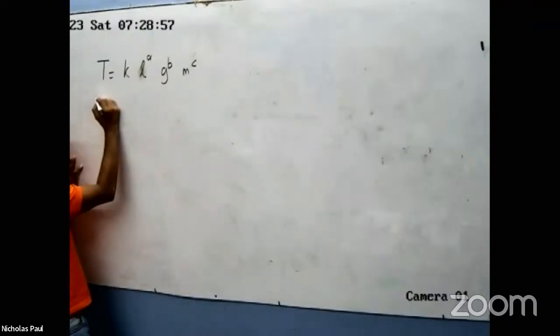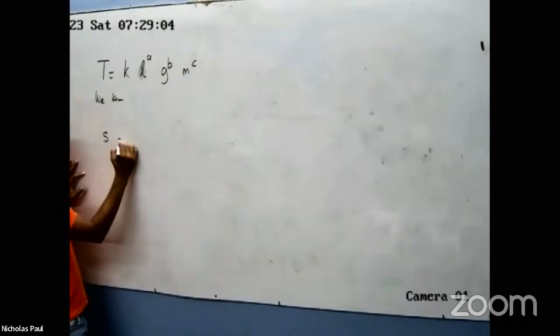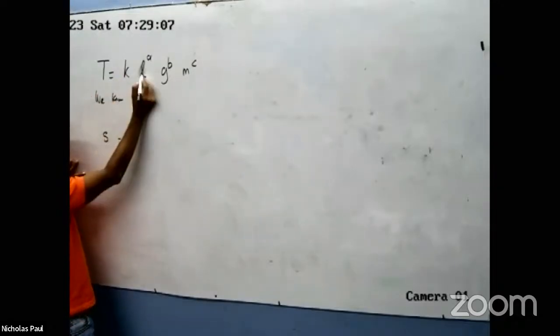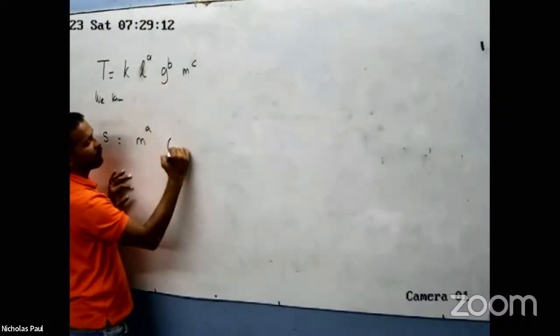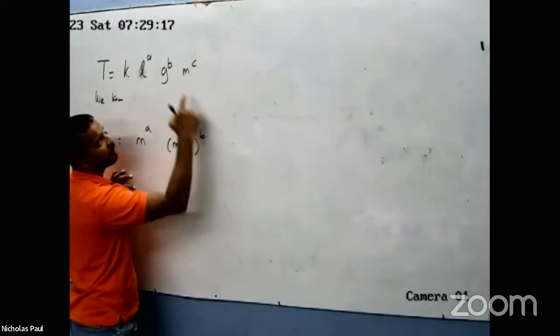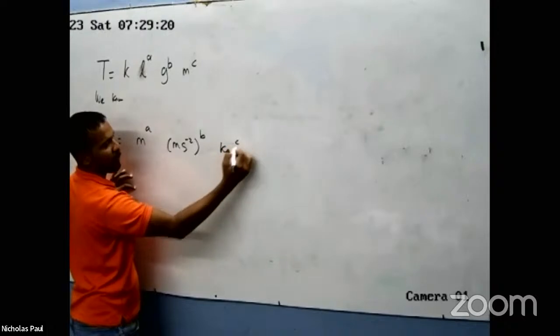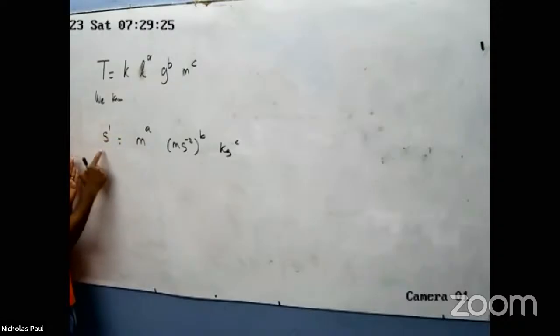But here's what we know in terms of the SI units. We know that period is in seconds. K has no SI unit. Length is in meters. Gravity is in m s to the minus 2, to the power of b. And mass is in kg. Is there any kg on this side? No, so technically it's kg to the 0. I want to have something to compare.